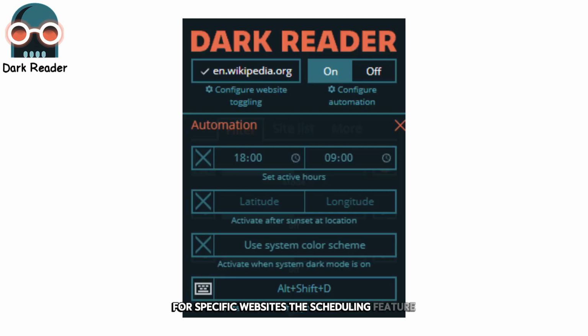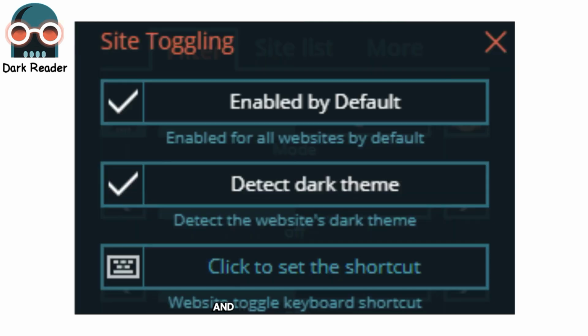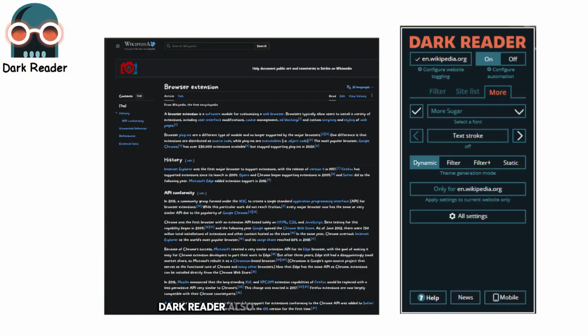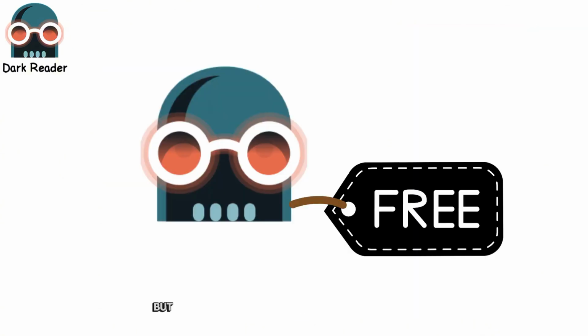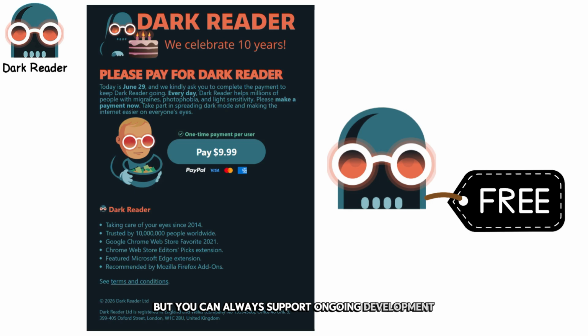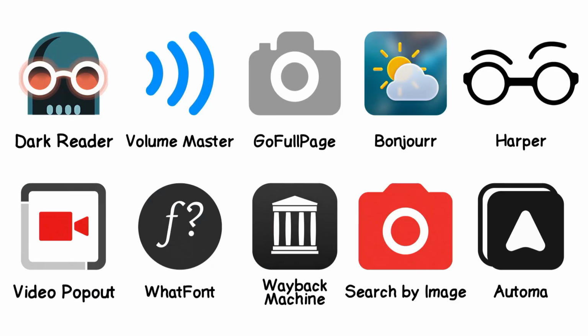A scheduling feature lets dark mode activate and deactivate at set times, and the extension can detect when a website already uses a dark design and leave it unchanged. Dark Reader also lets you choose a custom font if you'd like, and you can adjust text stroke. The extension is free, but you can always support ongoing development on their donation page.